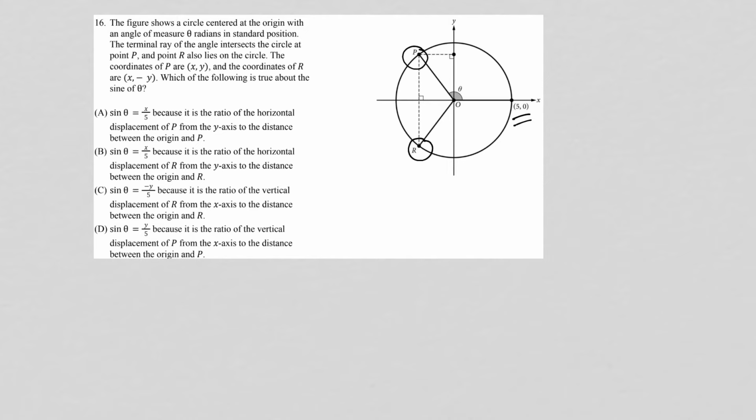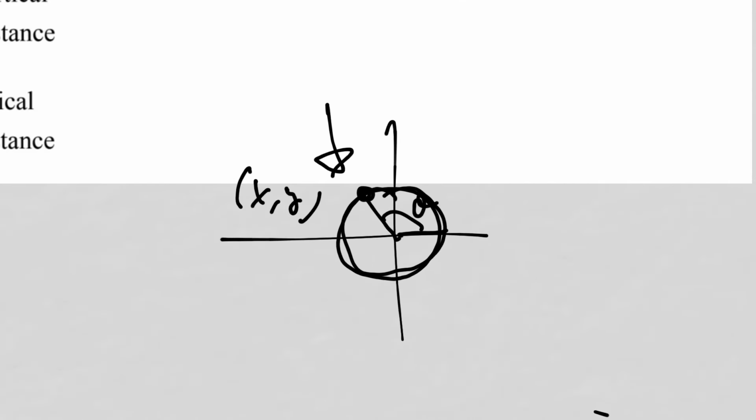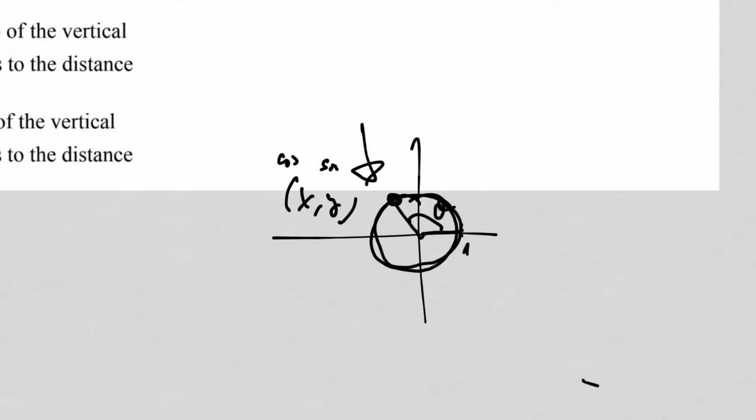Well, if this circle was a unit circle, then the sine would be the y coordinate of that point. So if this was xy, the sine would be the y coordinate, because the x is the cosine and the y is the sine. If this was 1.